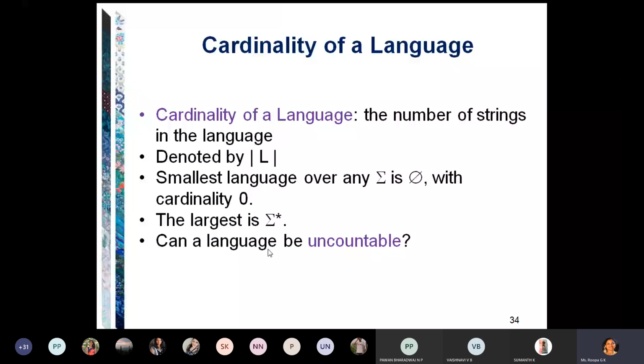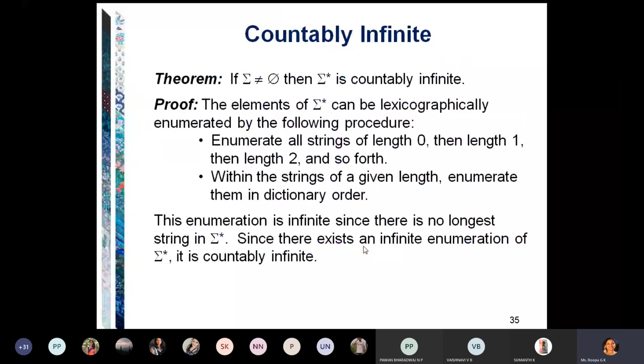Can a language be uncountable? Let us see the answer. There is a small theorem. Countably infinite. Why the word countably infinite? That is because if there is some restriction, then a language can be countable. If there is no restriction, then it is always infinite. So we will use the word countably infinite. If sigma is not equal to phi, means some strings are there in the language, then it is countably infinite. We can prove it like this.